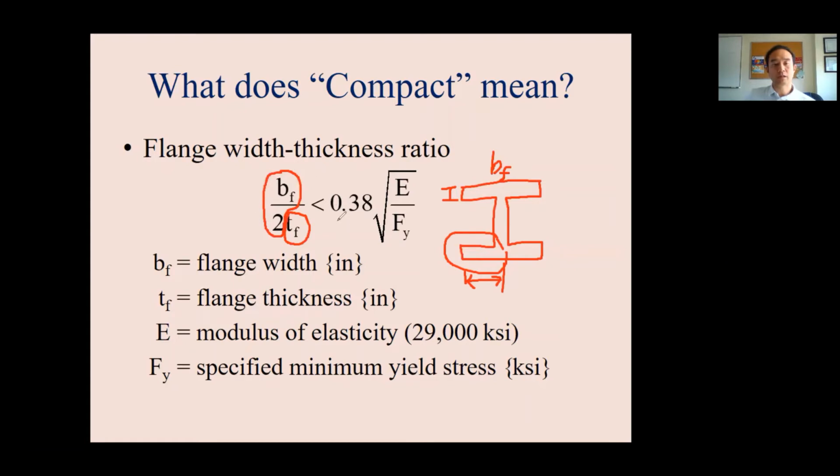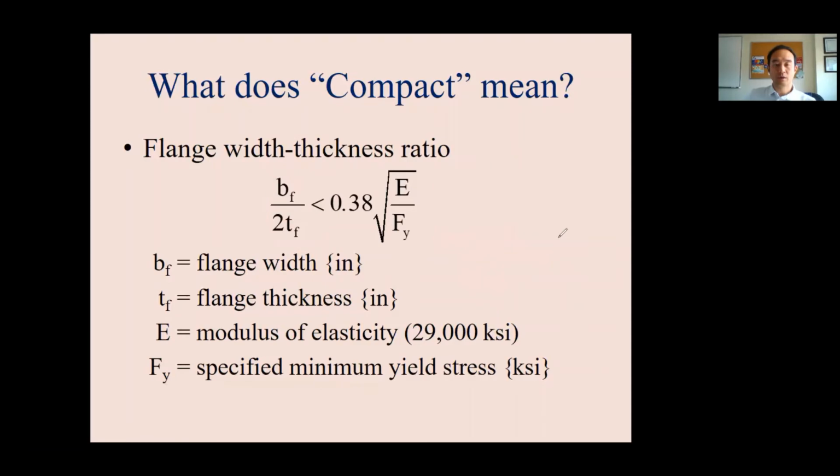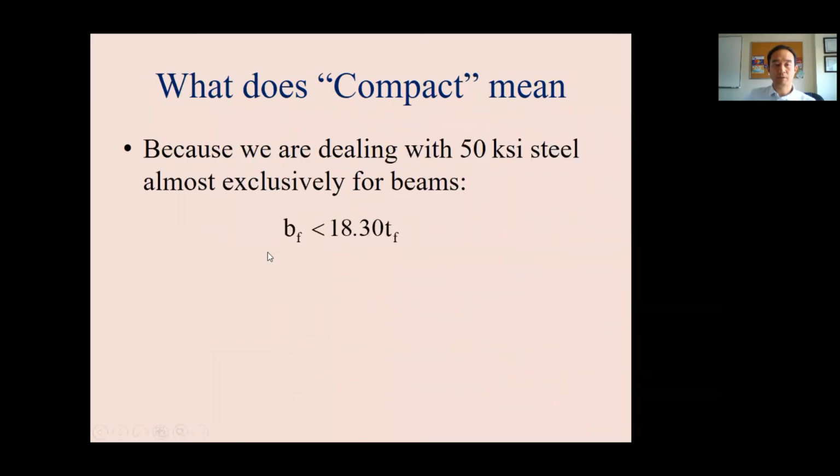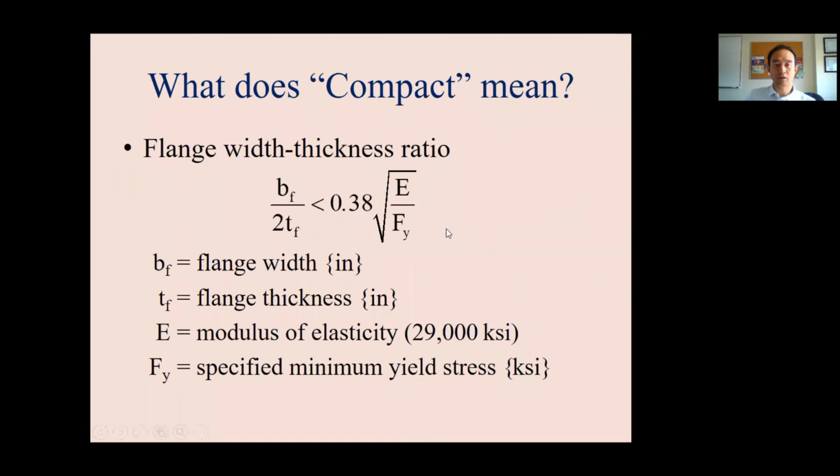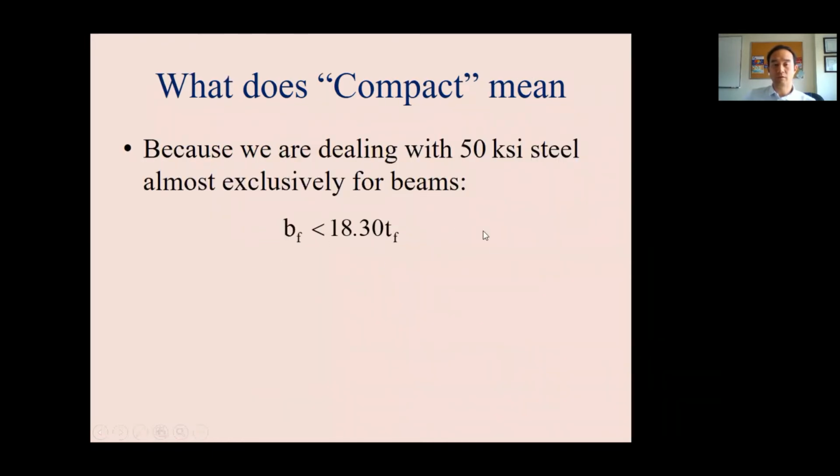If that ratio is less than 0.38 times square root of E over Fy, E is Young's modulus, 29,000 KSI for steel. Fy, depending on the material property, but we mostly use a 50 KSI steel. So on the next slide, this equation is coming from the same relationship, but when I plug in 29,000 for E and 50, both in KSI, for Fy, and simplify it, then you will get this relationship.